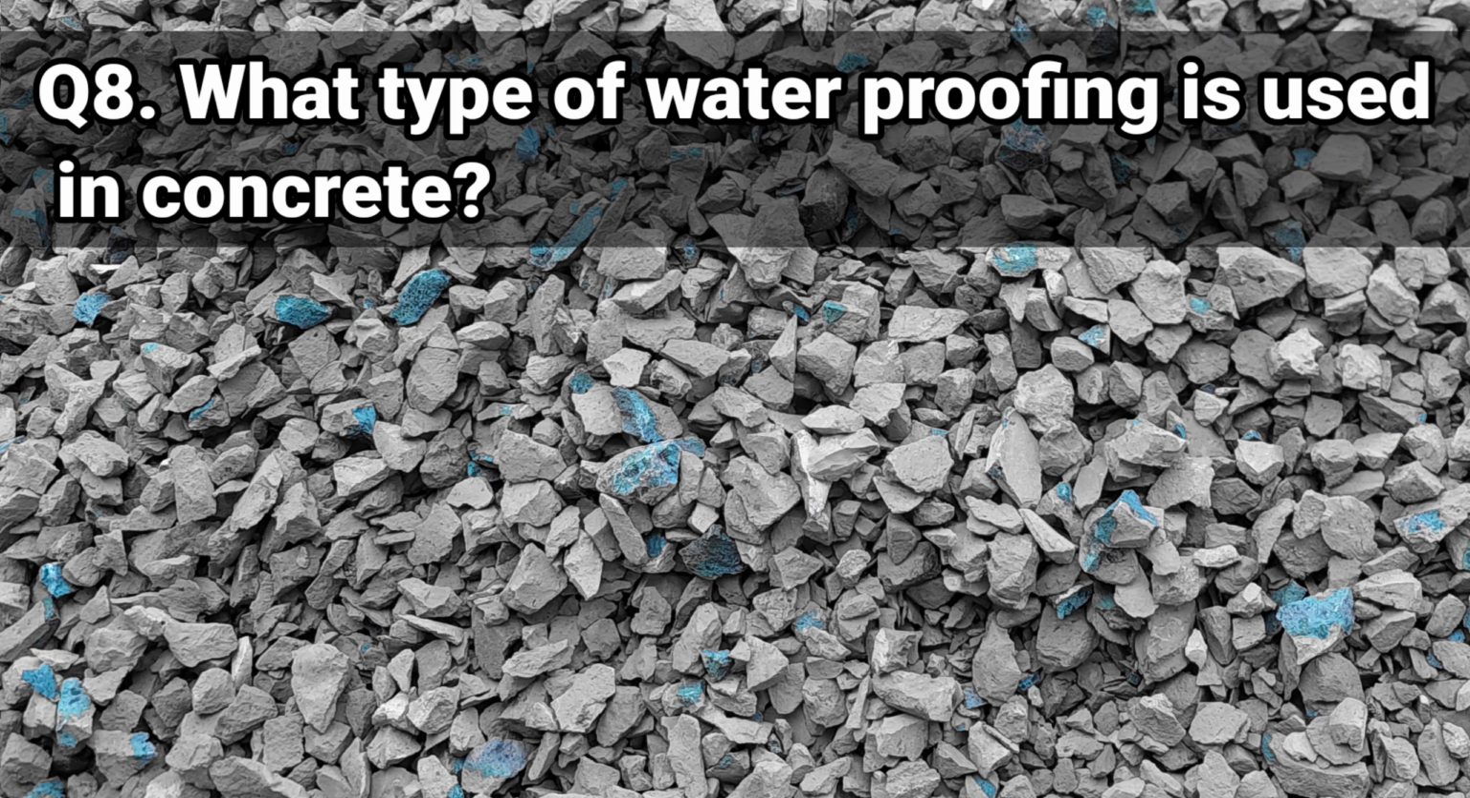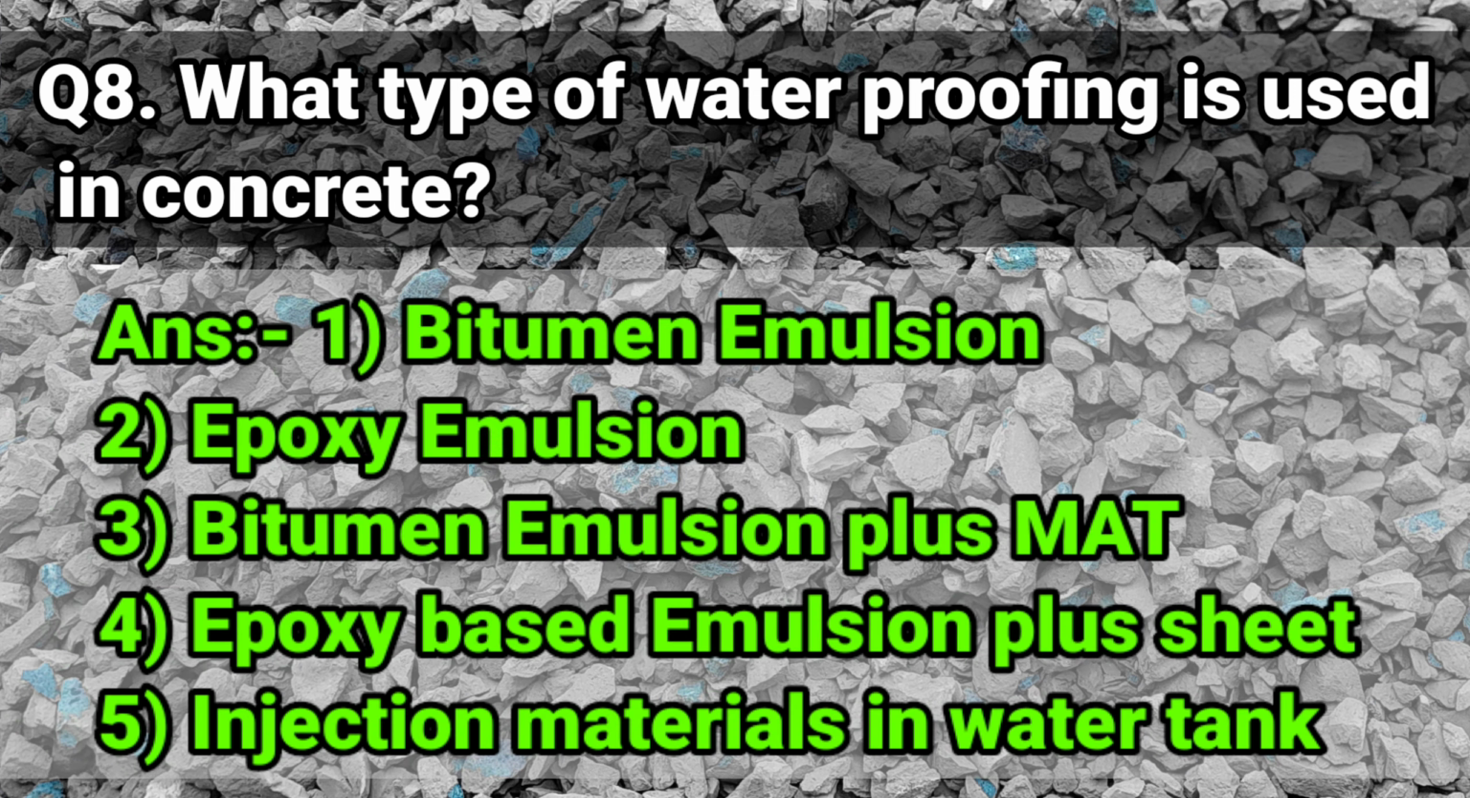What type of waterproofing is used in concrete? Number 1, bitumen emulsion; number 2, epoxy emulsion; number 3, bitumen emulsion plus mat; number 4, epoxy based emulsion plus sheet; number 5, injection material in water tank.